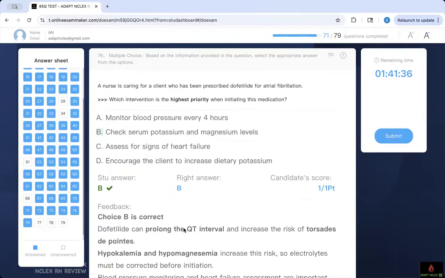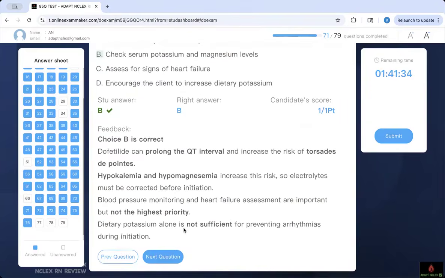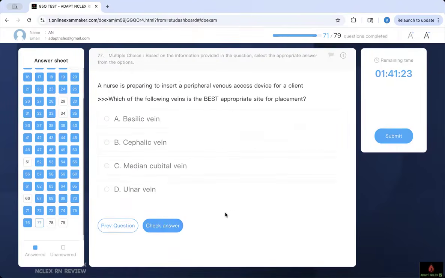This is the Adapting NCLEX way of analyzing questions, breaking them down, and making questions simple. Content, simplicity. That's the Adapting NCLEX model. Three more questions. A nurse is preparing to insert a peripheral venous access device for a client. Which of the following veins is the most appropriate site for placement?